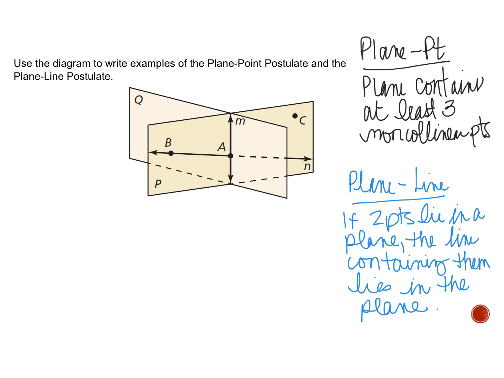And as a reminder, the plane line postulate states if 2 points lie in a plane, the line containing them also lies in the plane. So here we have point B and point A, and those 2 points can be connected with line N here. And when you connect them, that line N is also going to lie on plane P, which you can see, again, plane P is this plane right here. So because points A and B are on that plane, then line N is also going to be on that same plane.